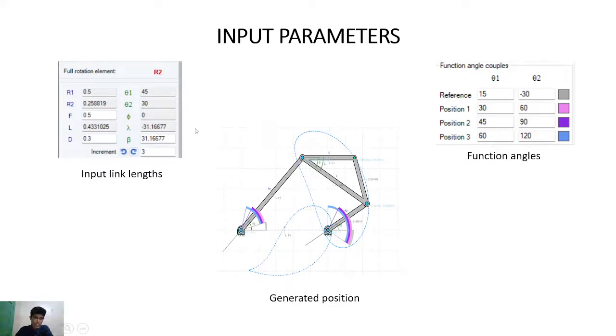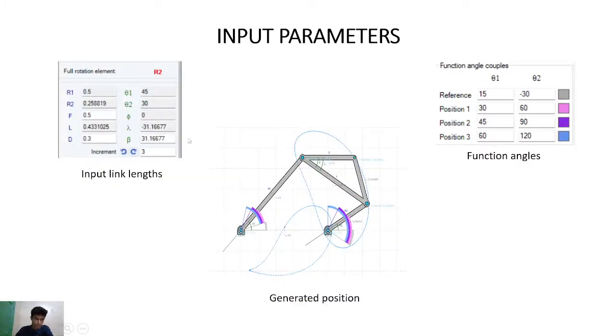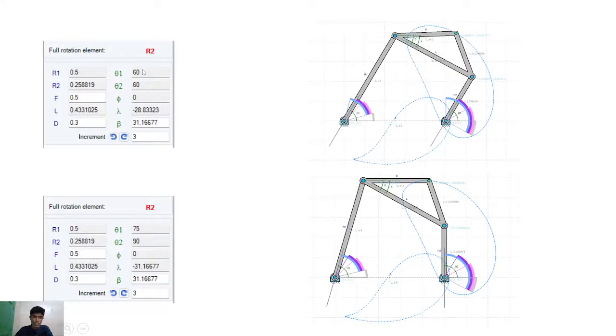These are the input parameters. Here the lengths of the links are fixed. In function generation, alpha, theta, and phi values are given. We have to assign the link lengths according to our assumption. Here in function generation, the theta values can be assigned by us. For the values of theta 1 and theta 2, 45 and 30, we acquire this configuration. For the values of 60 and 60, 75 and 90, we acquire the corresponding configurations.